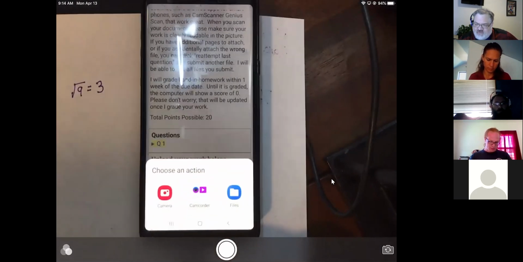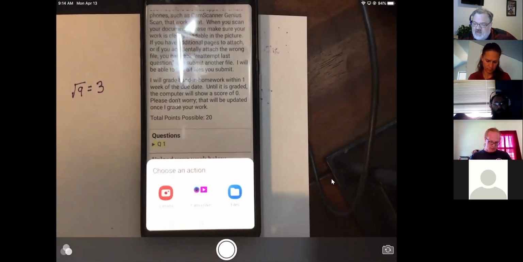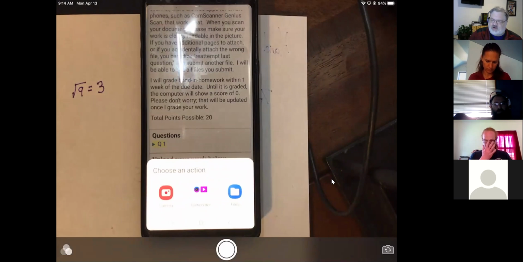So I'm going to hit that choose file, and this will happen no matter what software you have. This is just from My Open Math. It'll give you 3 choices there. Notice one of them is camera. You can literally just use that camera to take a picture of your single piece of paper if you want.